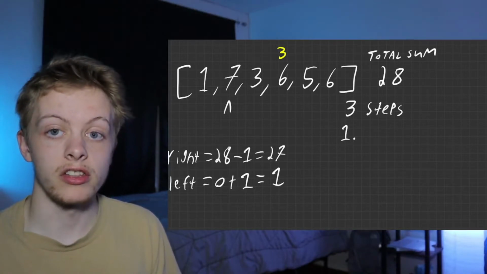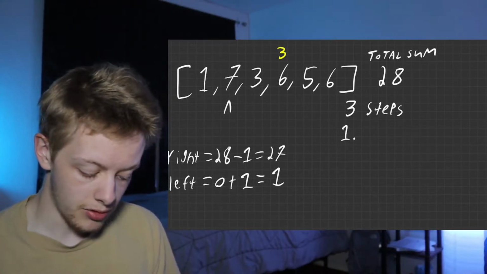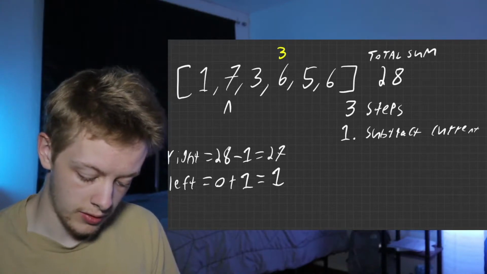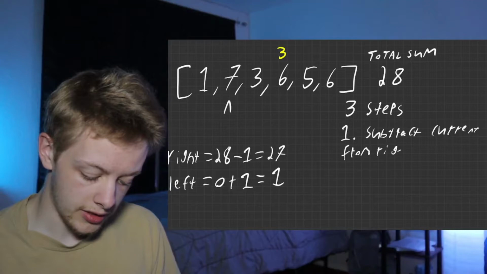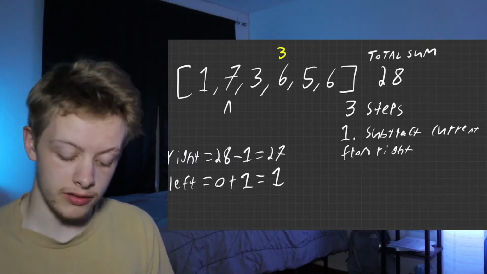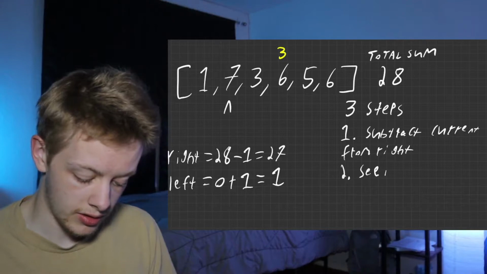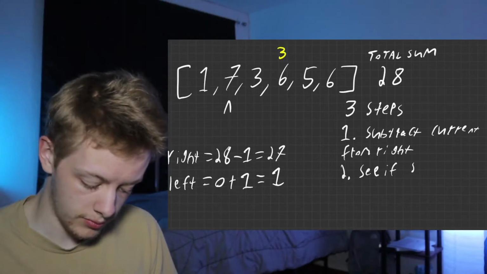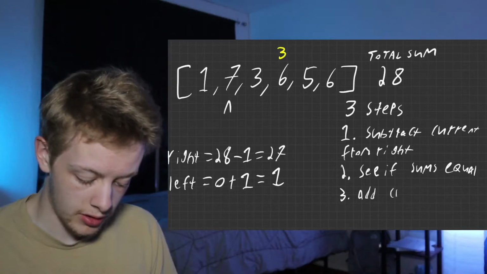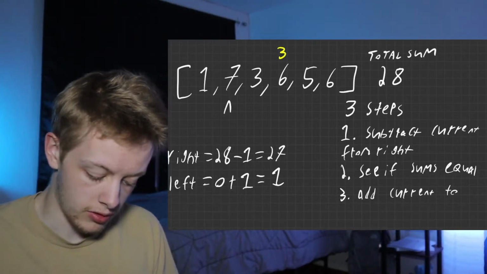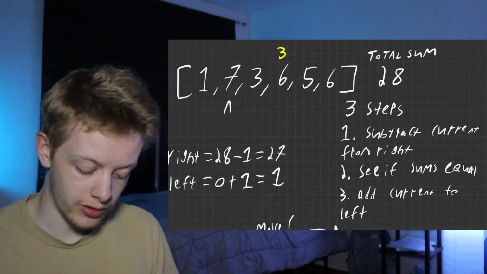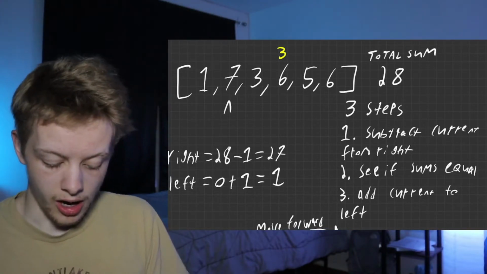And so you can think about our algorithm in 3 different steps. The first step is to subtract the current from right, because remember we want to make sure we're also not accounting for our current value. So subtract our current from right, and then 2, see if sums are equal, and for 3 we're going to add current to left. I didn't count this in, but at the very end we are going to move forward. Alright, so that's our algorithm.